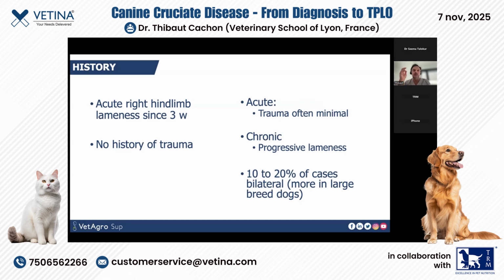But you can see in perhaps 70% of the cases chronic cruciate disease, where you will get progressive lameness with more osteoarthritis and less stifle instability. Be careful, because in 10 to 20% of the cases, the problem will be bilateral. Bilateral problems are more common in large breed dogs compared to small ones, and it's quite often that you will get a Rottweiler or Cane Corso or another breed like that, where you will find both of the stifles with effusion and with cruciate disease.